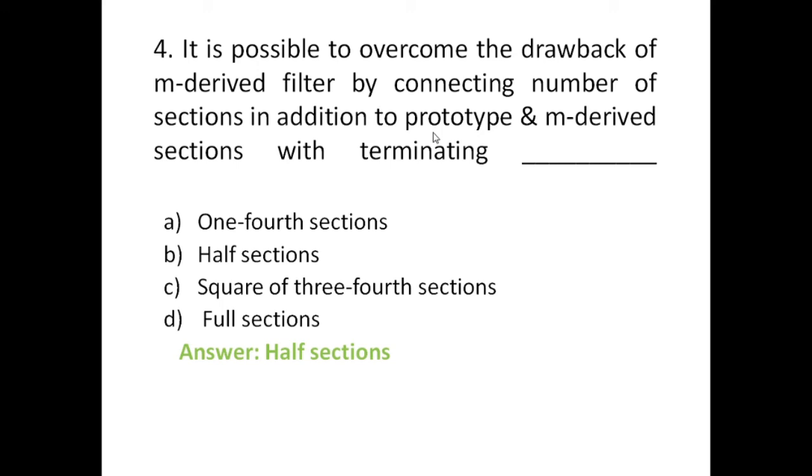In the composite filter, they use two bisected matching sections, half section. Okay, that is called prototype. So they match them, and due to that we can solve the problem of m-derived filter drawback. So the answer is half section.